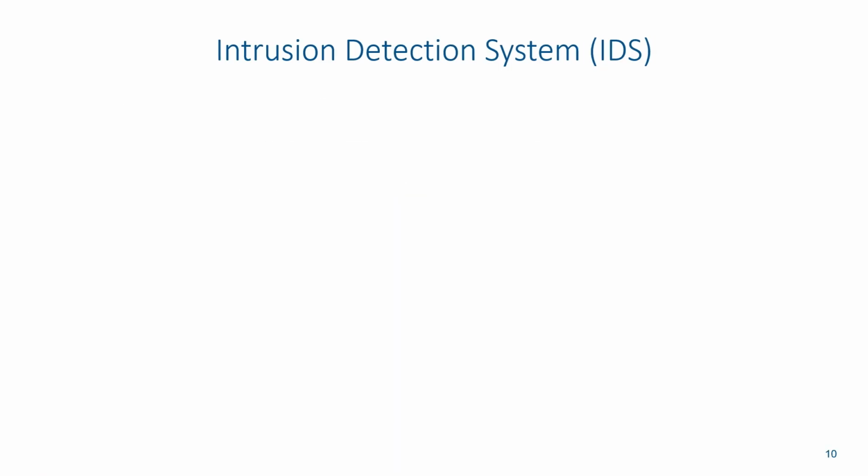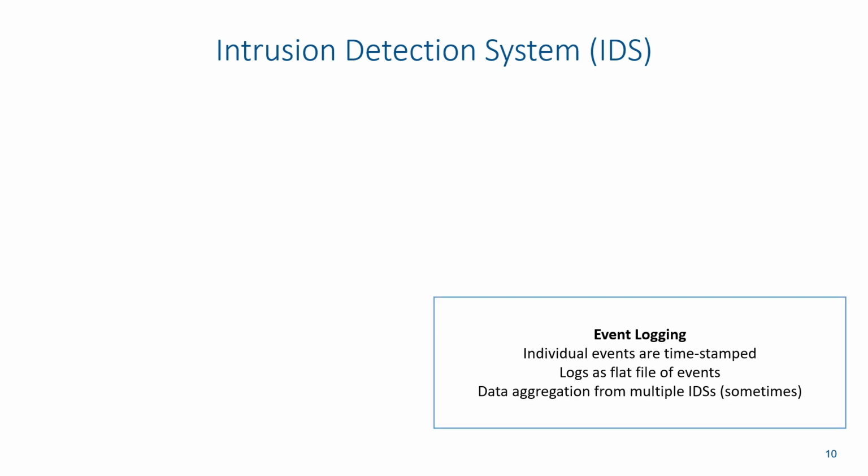An intrusion detection system is going to capture suspicious network and host activity data, and it's going to provide logs for us. The first thing it's going to do is event logging. Individual events are going to be timestamped and recorded in flat files. Flat files are basically two-dimensional tables of data, such as an Excel spreadsheet.